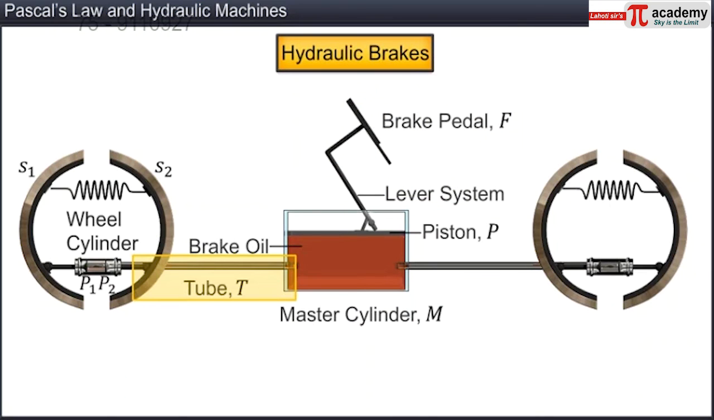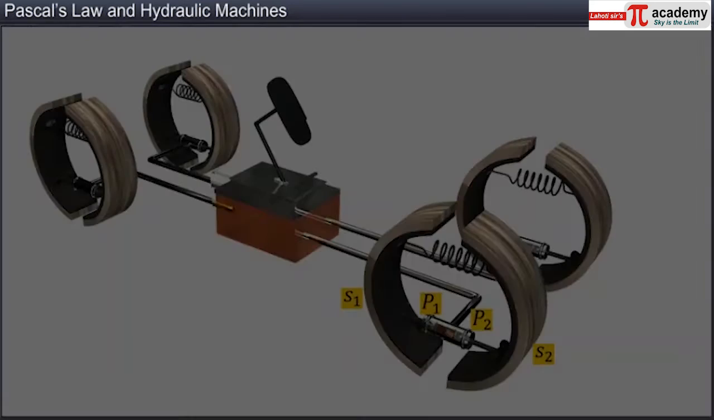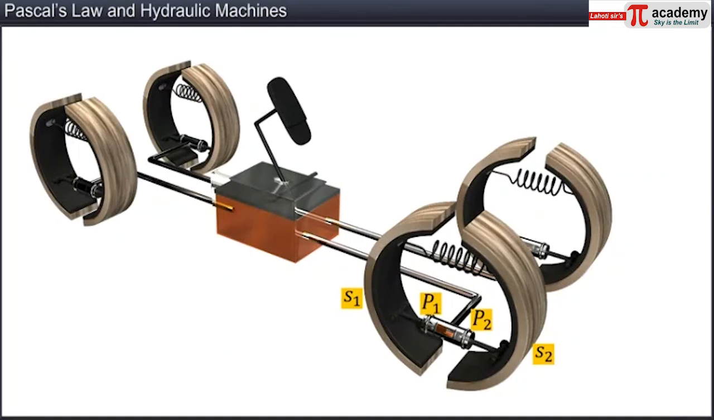Through a tube T, the master cylinder is connected to a wheel cylinder C, consisting of two pistons P1 and P2, which are connected to brake shoes S1 and S2. The same system is connected to the other wheels of a vehicle.